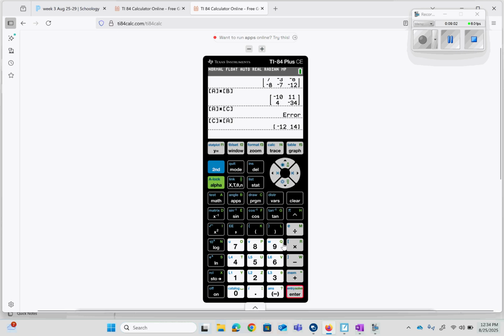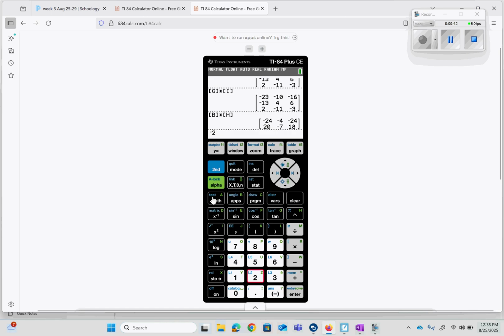Number 7 is G times I, which is 9. And there's your answer. Does it pretty quickly. Number 8 is B times H. And matrix H was 8. There's your answer on that one.